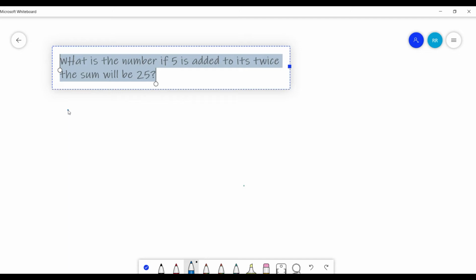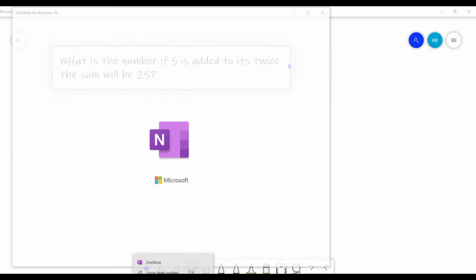So here is our first question from this chapter 7.2. The first question is: what is the number if 5 is added to its twice, the sum will be 25? In this part I'll translate this into mathematical form. So what is the number? There will be a comma here. Okay, you have to put a comma.